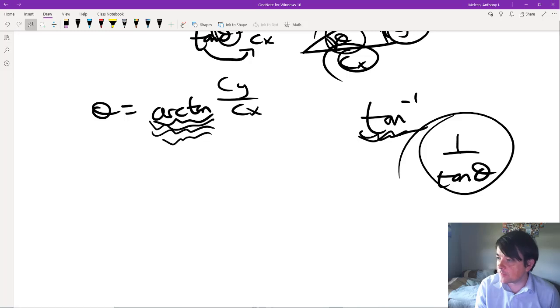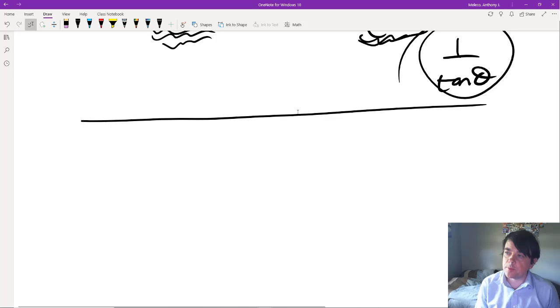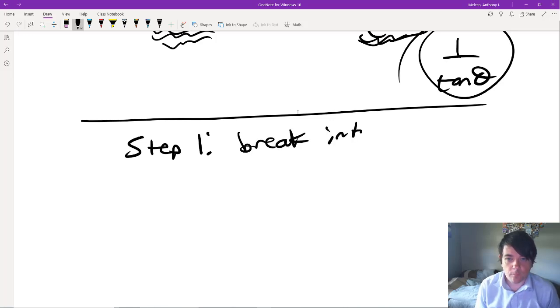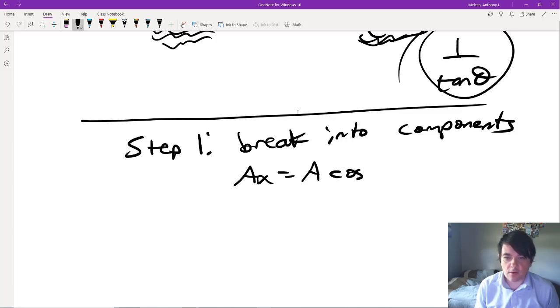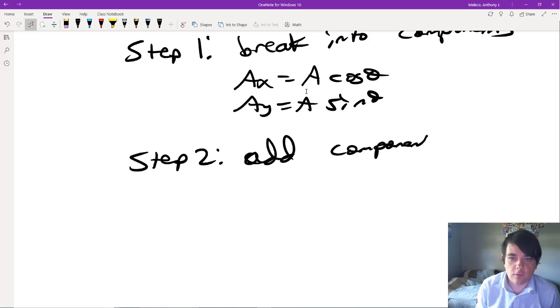I think I've kind of covered everything. So let's go ahead and just do an example, but real quick, let's just do the steps one more time and you'll see me follow the steps. So step 1, break into components. And you'll use ax equals a cosine theta, ay equals a sine theta. Cool. And then maybe other ones, bx, by, cx, cy. Step 2, add components.